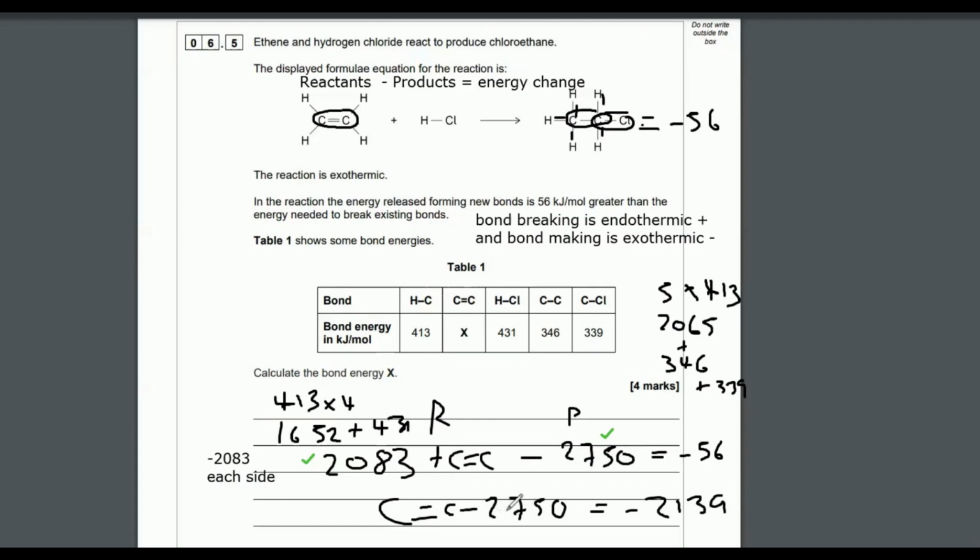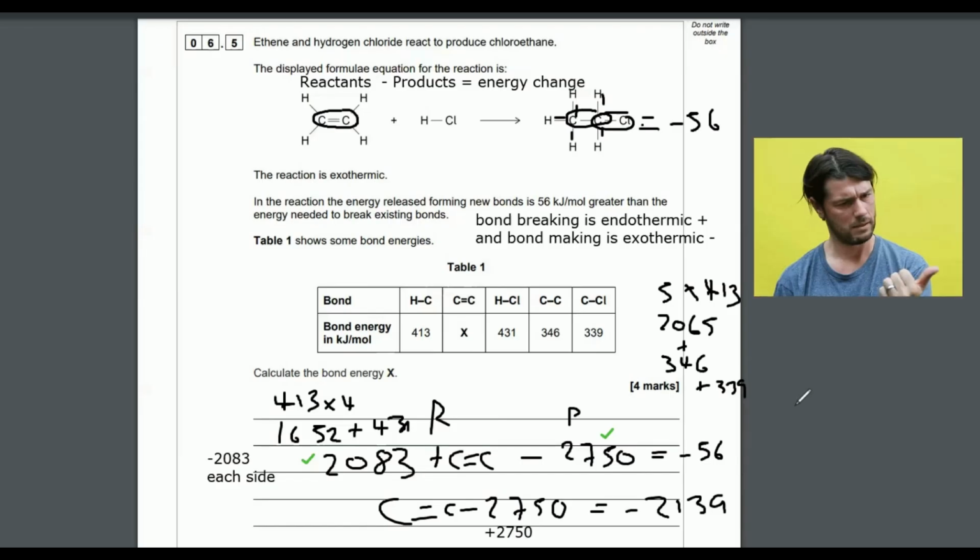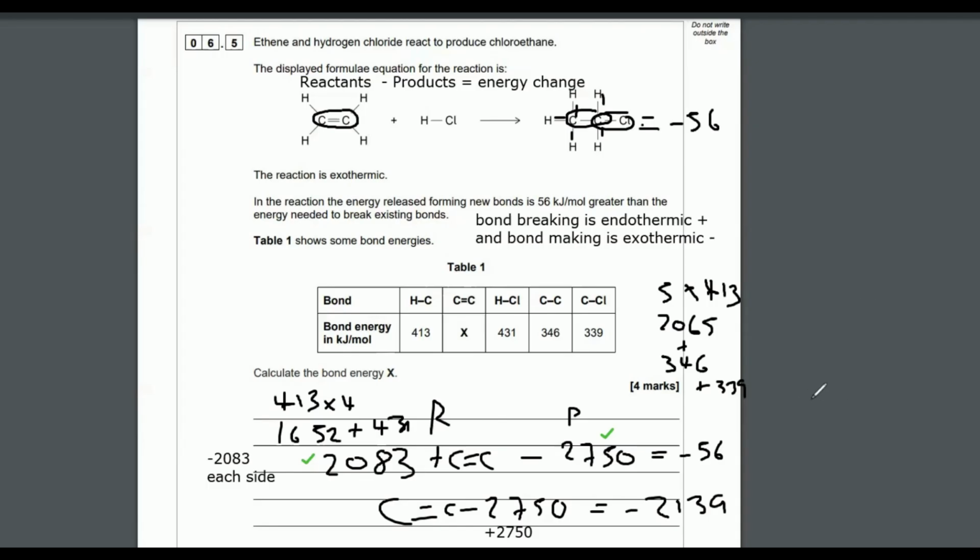Now what do I want to do? Well, I've got minus 2750. I want to get rid of this and leave the CC on its own. So I'm going to add 2750 to each side. And what do I get if I do that? I'm going to end up with plus 2750, and that equals bish bash bosh. That equals my CC is going to equal 611. And that is the answer, 611.